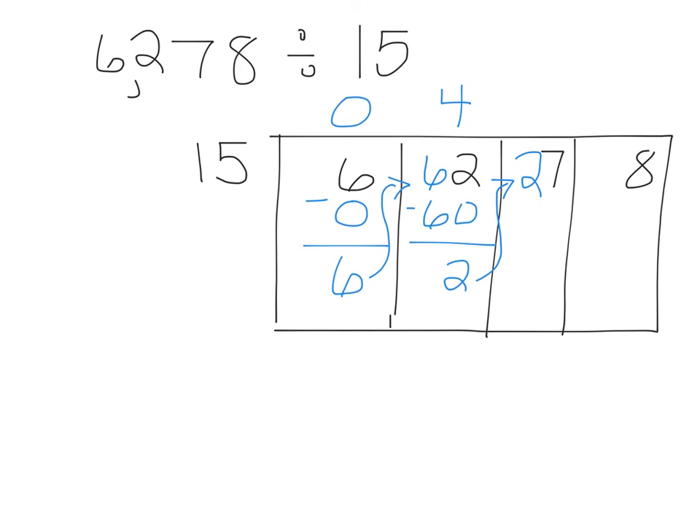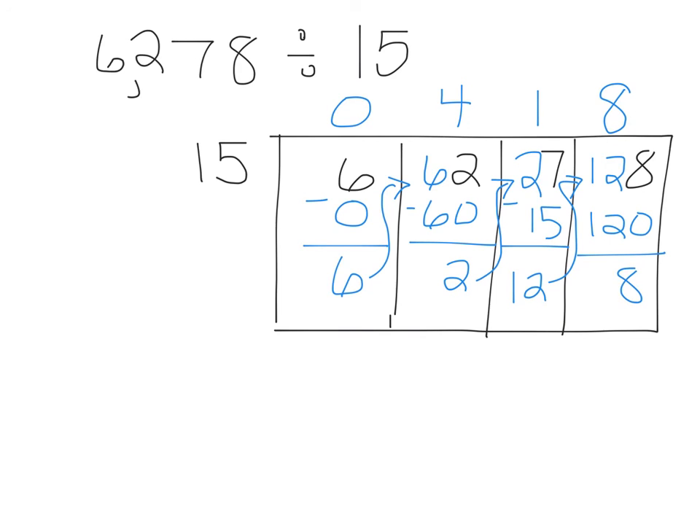I know that 15 can go one time into 27. So I do 27 minus 15. I end up with 12. So I move the 12 over to make it 128. And then I figure out that 8 times 15 is 120. Subtract, end up with 8. So 418 with a remainder of 8 is my answer.